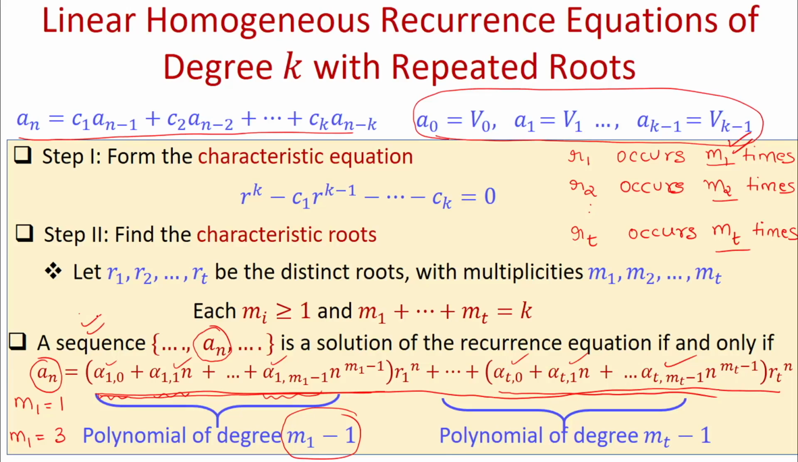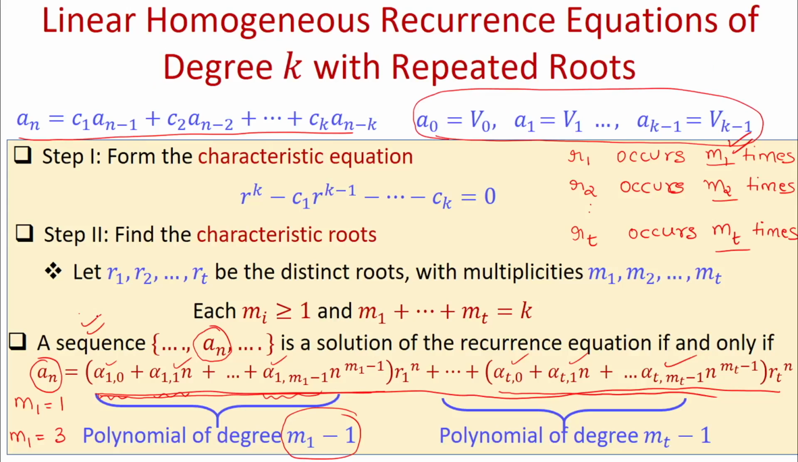Now, if you want to satisfy the initial conditions as well, then you can substitute the values of n equal to 0, n equal to 1, and all the way n equal to k minus 1. You get various equations in these unknown alphas, and you can get the exact alphas satisfying the initial conditions as well as the recurrence condition as well.